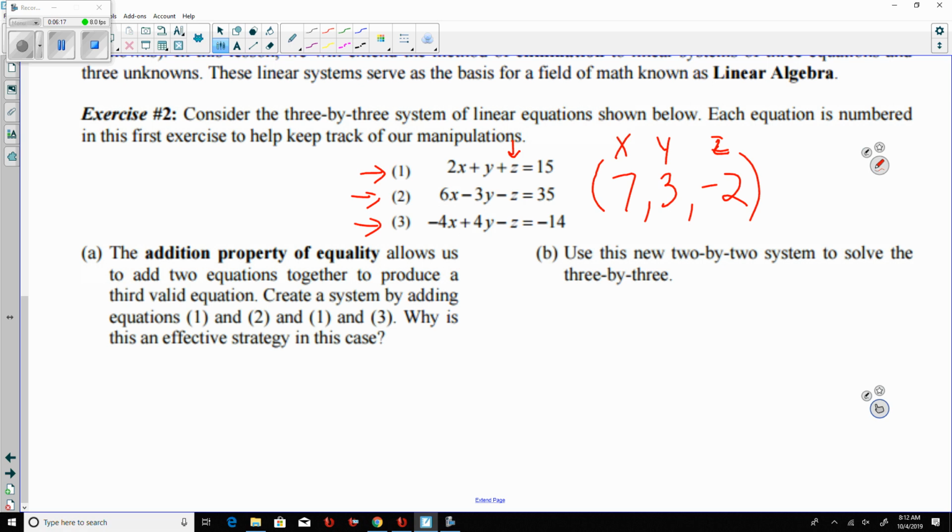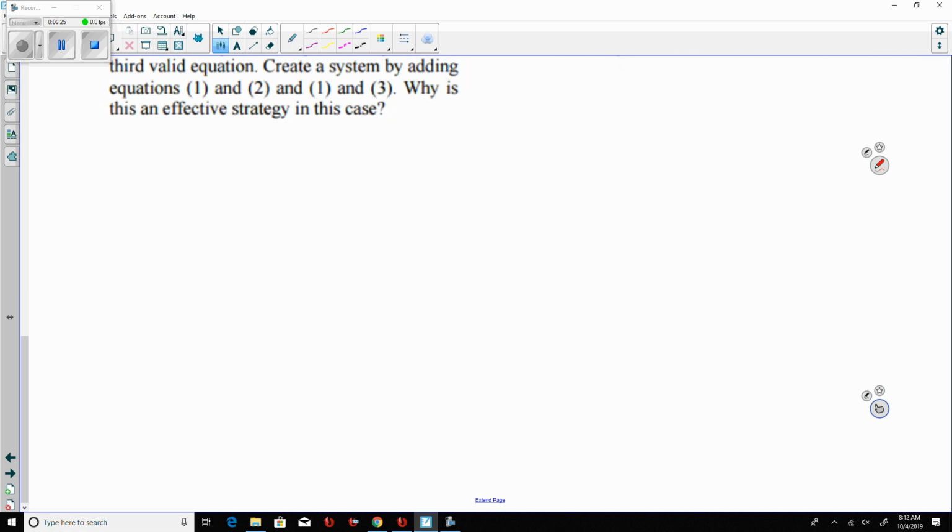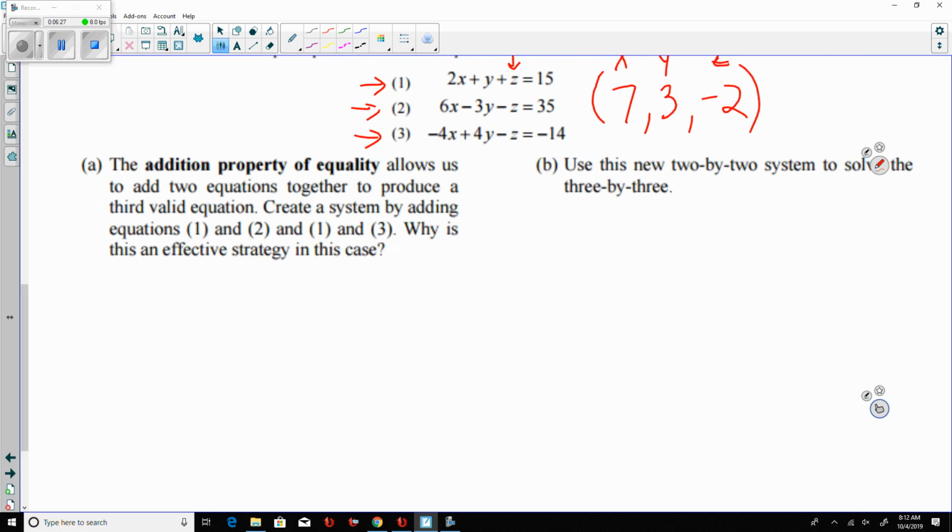If you look at the z's, that looks to be the easiest because they all have a leading coefficient of 1, and you have positives and negatives. So I am going to use equations 1 and 2, and then 1 and 3. Identify which ones you're using, so it makes it easier for me to follow and easier for the grader.